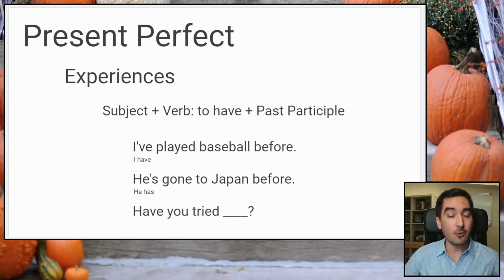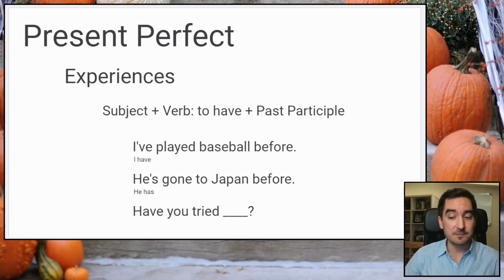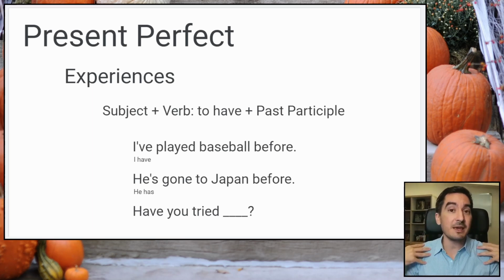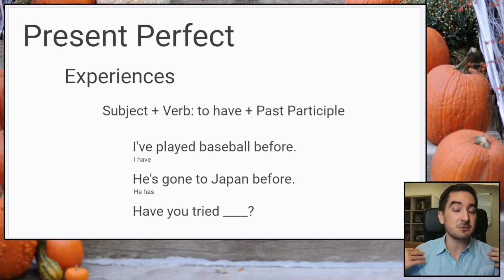And then if you ask a question, it could be something like, have you tried blah, blah, blah? Okay? So these are the basics of using present perfect to talk about your experience. It's something that happened before in your life, but it's important now because it makes you who you are. Okay? So I have played baseball before. That experience changed my life.